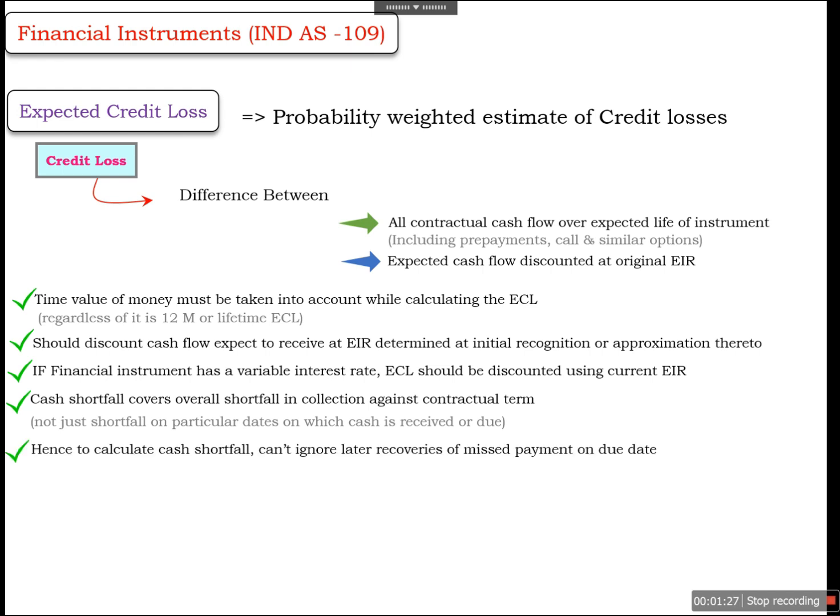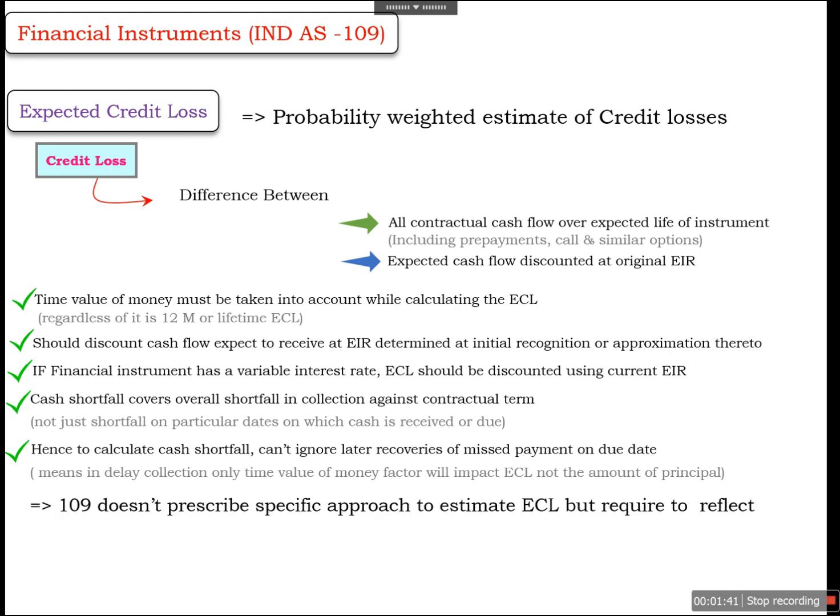So to calculate the shortfall, we cannot ignore later recoveries of missed payments on due days. It means that in delayed collection, only the time value of money factor will impact ECL, not the amount of principal, if the amount has been received on a later date.